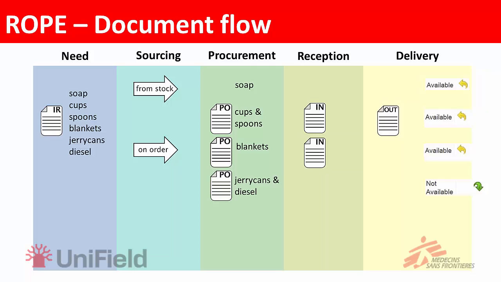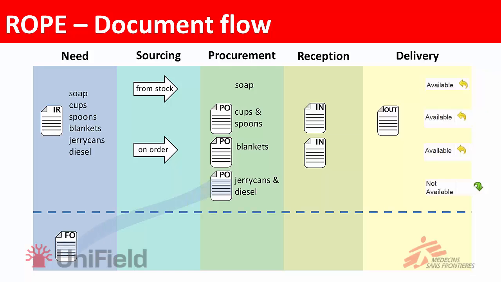The third PO is actually to coordination. For coordination, the flow is a bit different because as soon as we validate this PO, the information will be synchronized to coordination. It will create an FO, a field order, on coordination level with all the information we entered in the PO on project level. So this FO will also be sourced partly from stock for the diesel and partly on order for the jerry cans, which will create a PO.